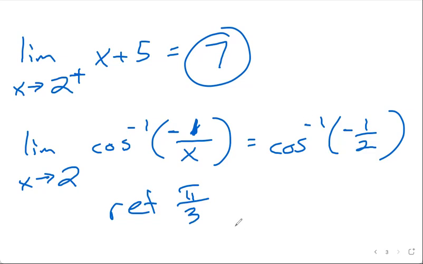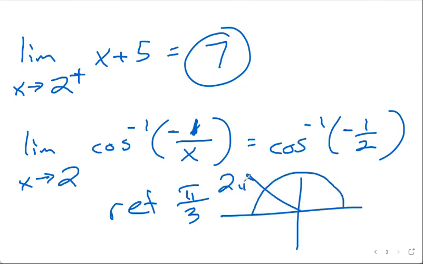Now what's cosine inverse of negative 1/2? It's not negative pi over 3. Rather, cosine inverse exists in quadrants 1 and 2. So the equivalent angle in quadrant 2 would be 2 pi over 3. You've got to be careful about inverse trig.